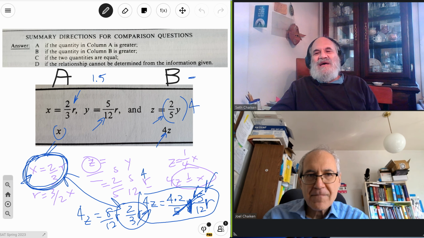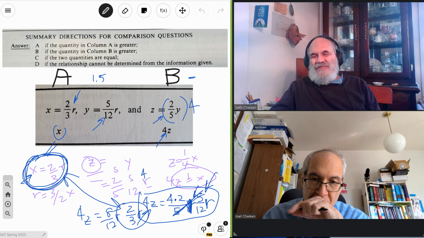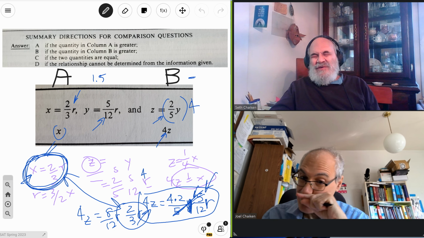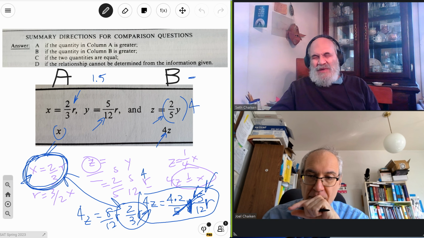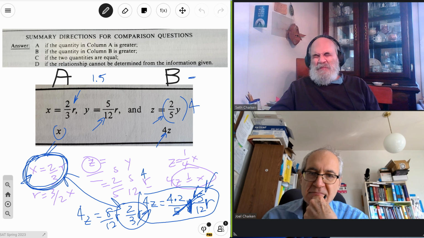I have to watch out for that. It's tricky: if the ratio of two quantities is 1, they're equal. But if it's non-zero and not 1, then which one is larger depends on the sign.